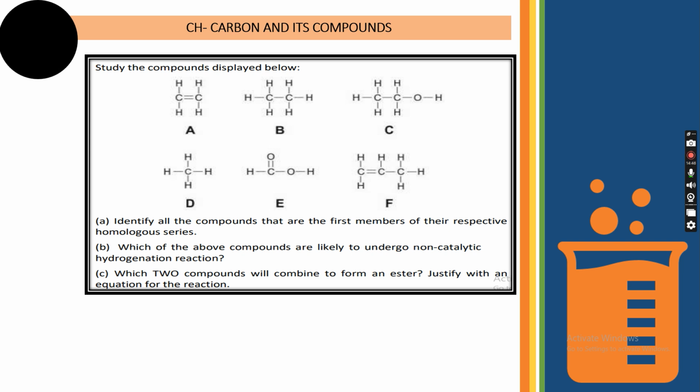Okay, last one. Study the compounds displayed below. Now you see the compounds here. First, take out the compounds. Okay, this is an alkene, a double bond is there. This is an alkane, single bond, 2 carbons are there. Here also 2 carbons, and OH is there, that means it is an alcohol group, right? Now here this is a single carbon, so this is an alkane. Here you see COOH is there, that is a carboxylic acid, and again here one carbon is there. Here how many are there? 3 carbons and an alkene is there.